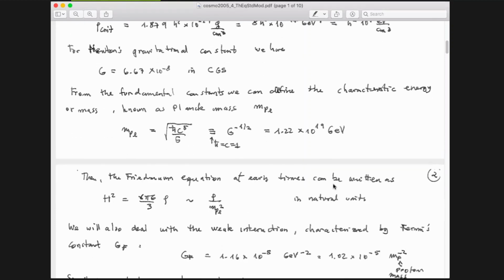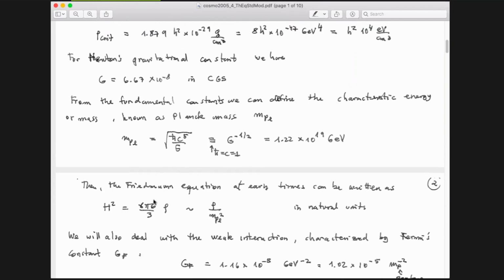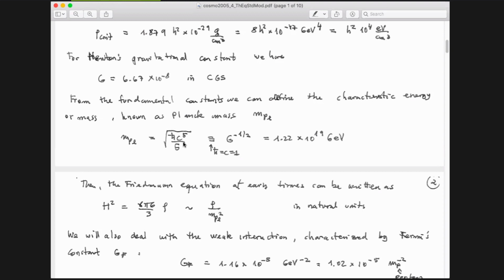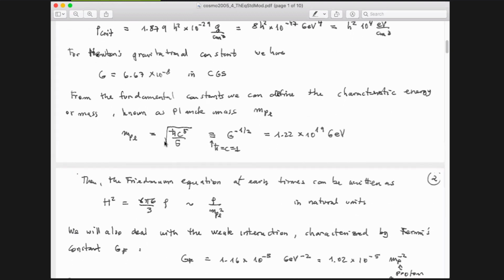Okay. So now in natural units, if you write this Hubble equation, H squared equals 8 pi G by 3 times rho, in natural units 1 by 8 pi G is m Planck squared. That you can see from the note. That is your homework. So the gravitational constant can be written as 1 by m Planck squared. So basically your Hubble equation becomes rho by m Planck squared.